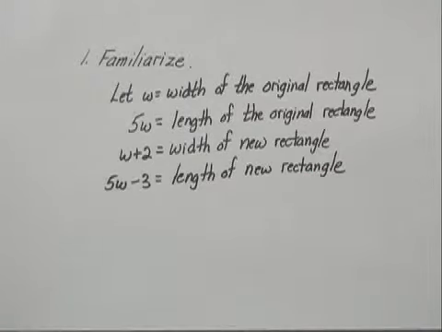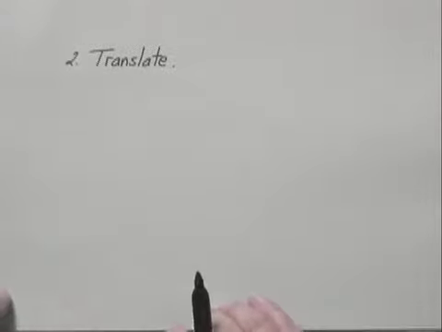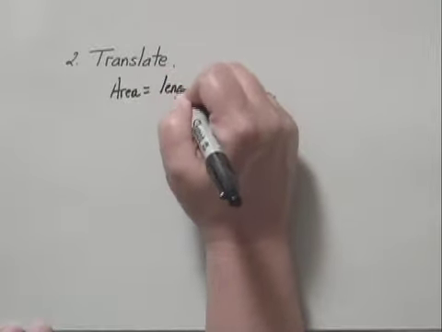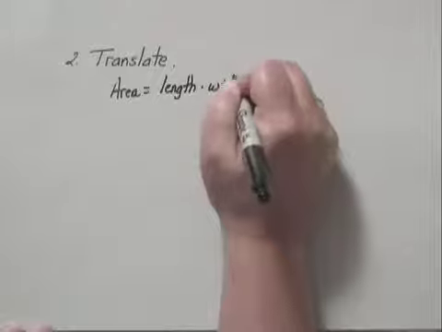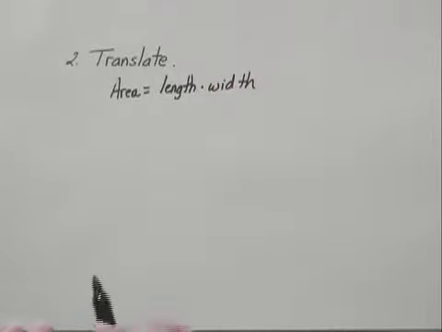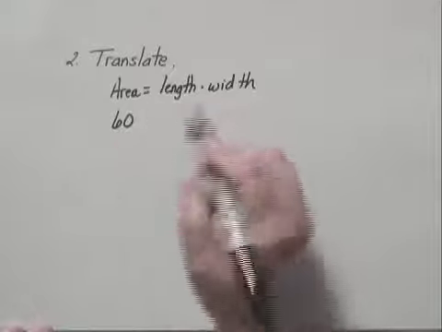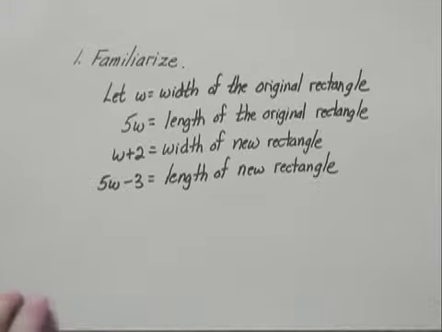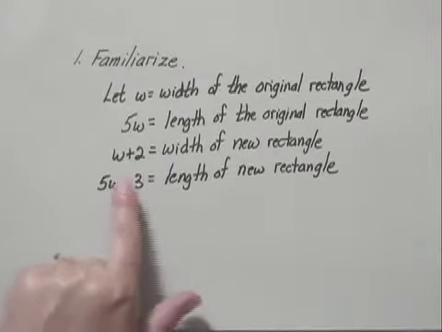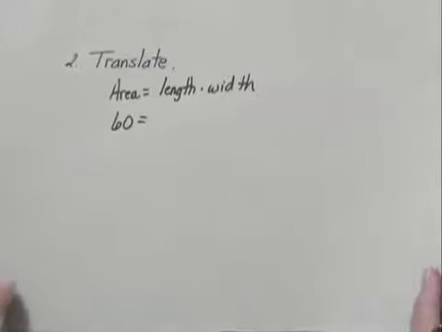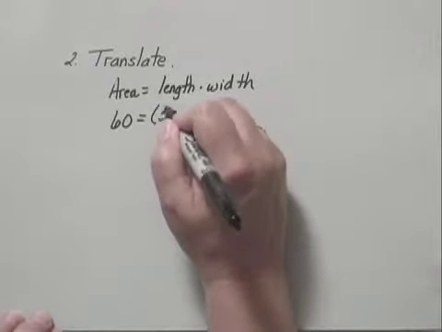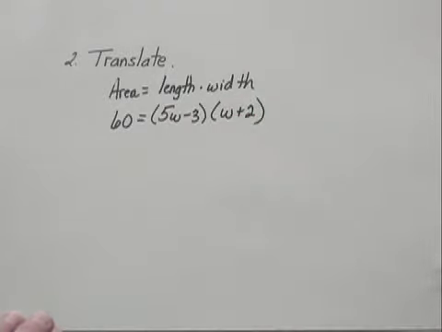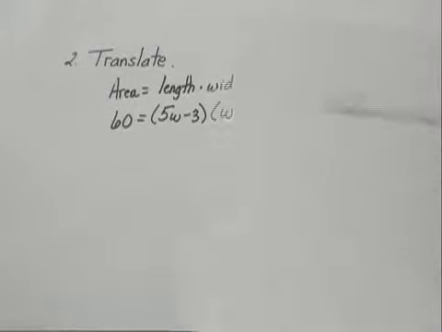To translate, we'll use the formula for the area of a rectangle. Now the area of a rectangle equals length times width. We're given the area of the new rectangle would be 60. And so I want to use the length of the new rectangle, which, if I look back here, was 5W minus 3, and the width of the new rectangle was W plus 2. So I use 5W minus 3 for the length and W plus 2 for the width. And now I can solve this equation.